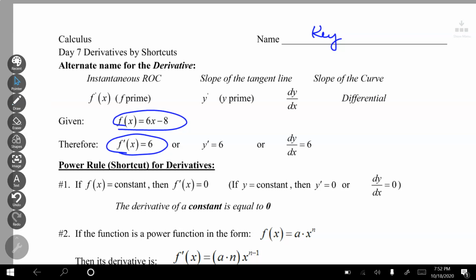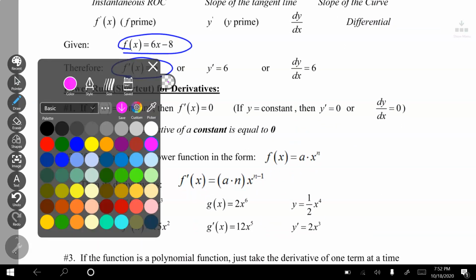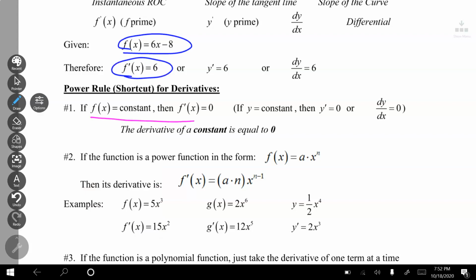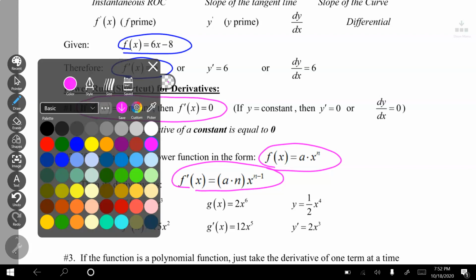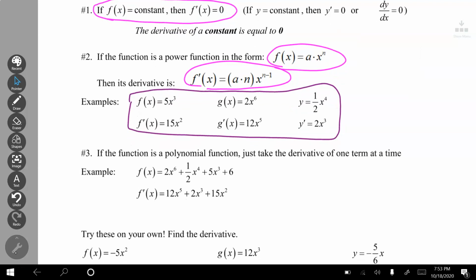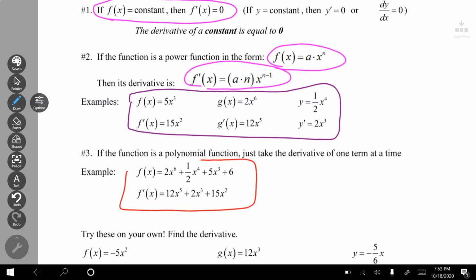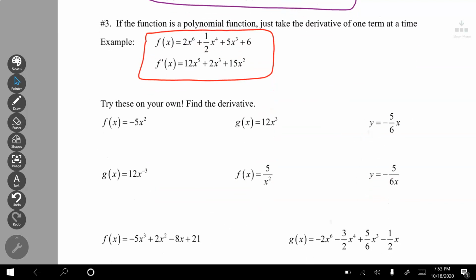And then we learned the basic rules that if I have a constant, its derivative is 0. And if I have a power function, here's the power rule. And then here are some examples of power rules. Pretty basic rule. And if a function is a polynomial that has multiple terms with it, we just do one term at a time, not too hard. We have some examples that we did.